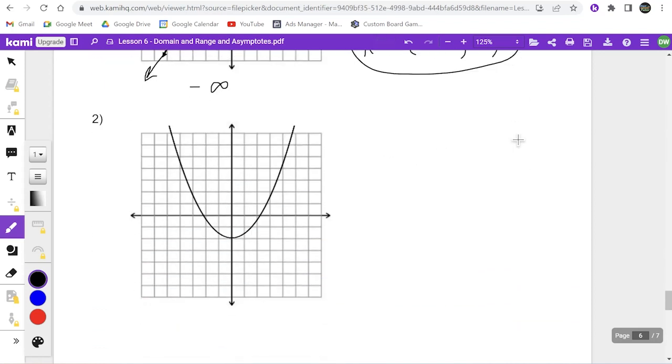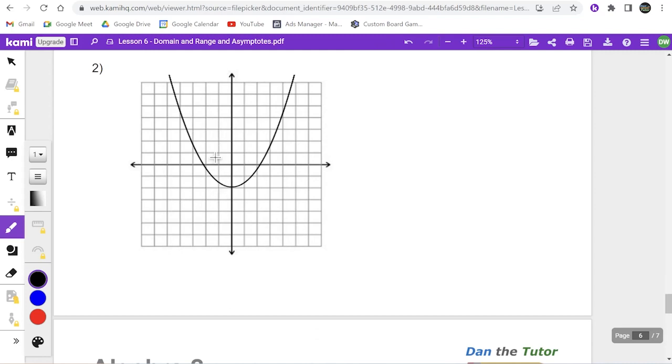Okay. Number 2, I have a parabola shape. And I see that basically for domain, what x values do I have? Well, it's going to go forever to the left and forever to the right. In other words, it's going to go to negative infinity and positive infinity for the x. So that means negative infinity to positive infinity. Low point, high point.